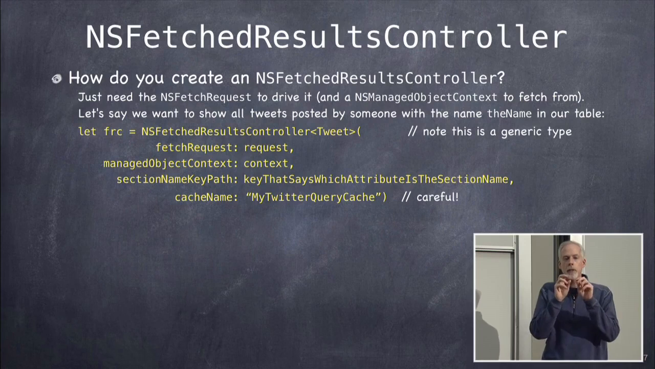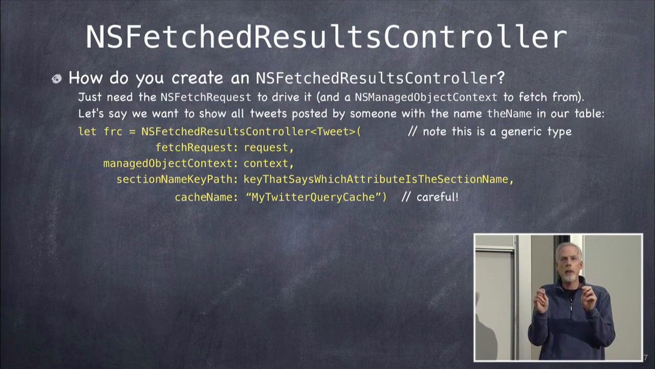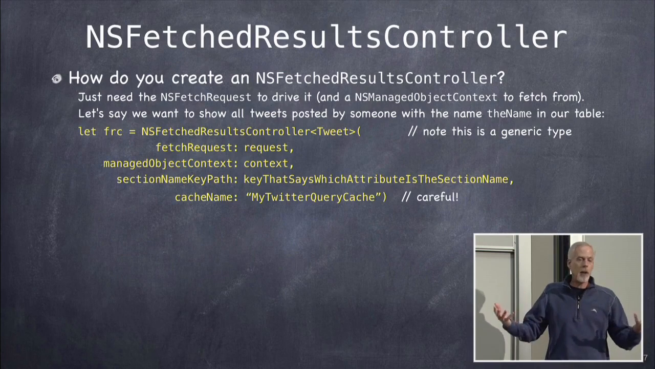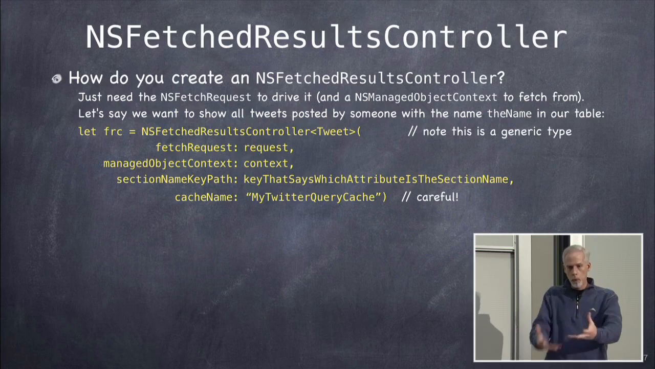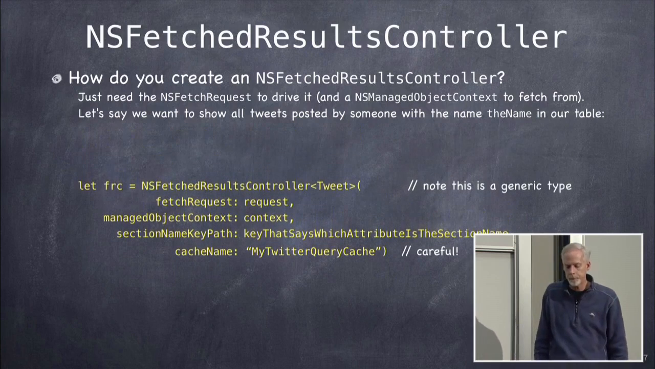You just have to, and you might have to invent this or even calculate this, but all of your tweets or all your Twitter users, if they're going to be in sections, they all have to have a var, which is a string, which is the section they're in. Okay, the name of the section they're in. And as long as they have that, then the fetch results controller will make the sections and put them all in the right section. And we'll talk about cache name in a second here.